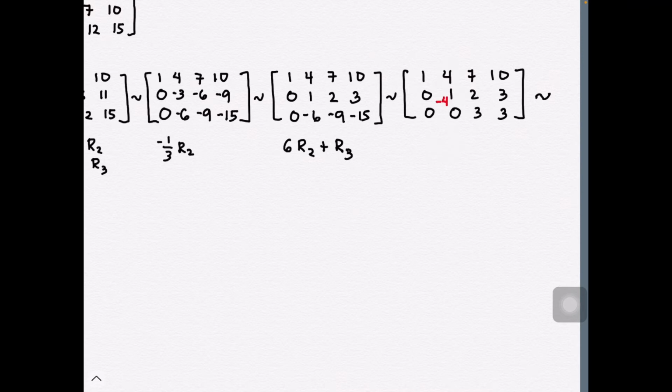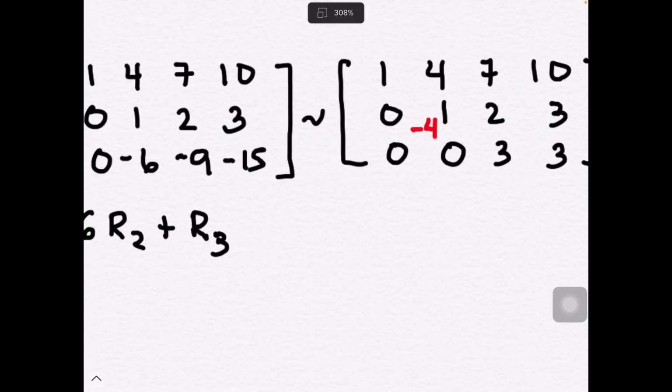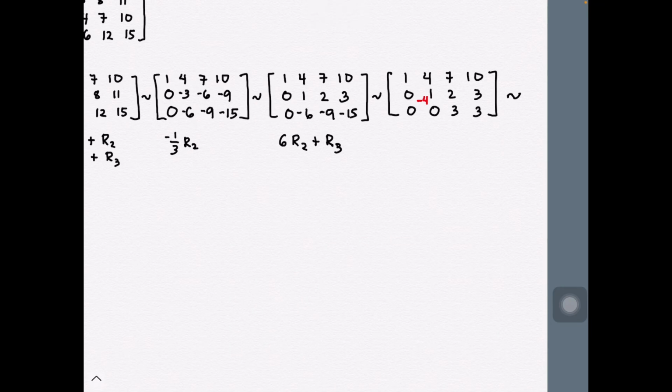Since we now have a pivot point here, which is 1, let's just multiply that by a negative 4 and add that to that 4 so that that 4 will be 0. That is, we now have negative 4 times the second row plus the first row.